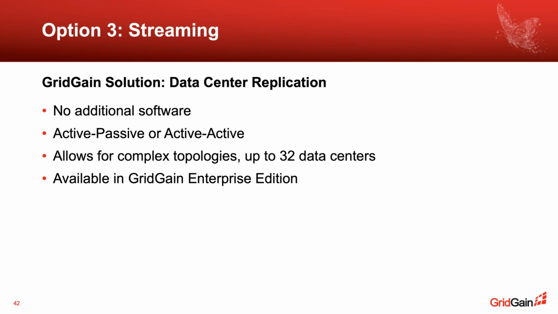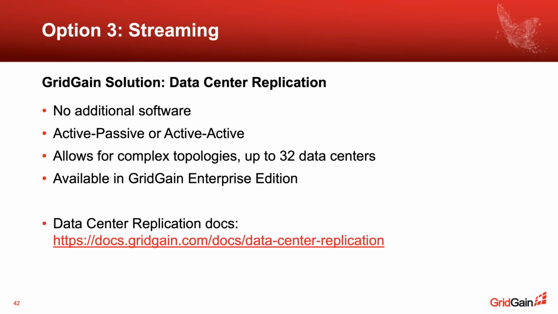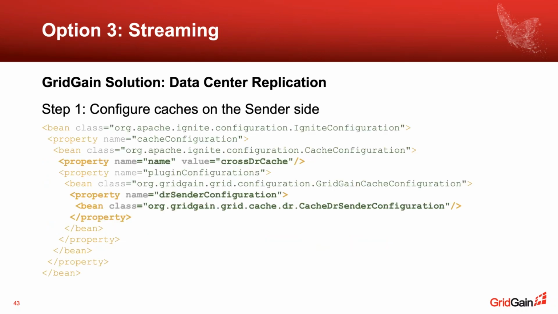And as I've said, this is a part of GridGain Enterprise Edition, and the docs are available on the site, but the basic configuration which allows you to set up a basic replication link between two data centers is very easy. So let's just review it real quick. There are just 4 steps for that. Step 1, we need to configure the caches on the sender side, or on our primary cluster side. We need to configure our caches to include this DR sender configuration.